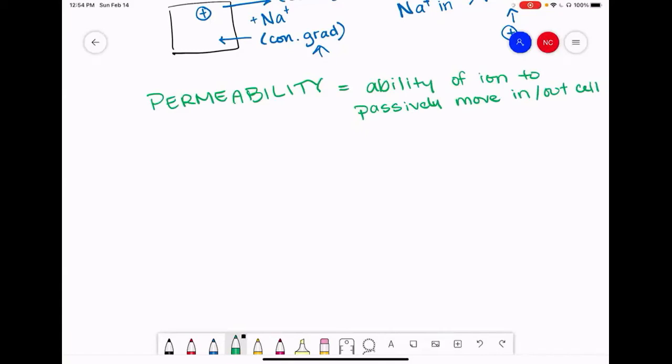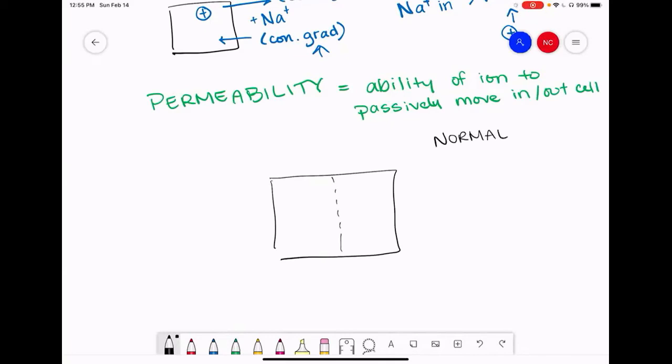All right, so typically we would have more or greater permeability of potassium than sodium. And the reason for this is because there are more potassium channels. Okay, so we're going to give two different scenarios here. Got my cell, and then scenario one, we're going to talk about on the right side of the cell. Scenario two, we'll talk about on the left side.